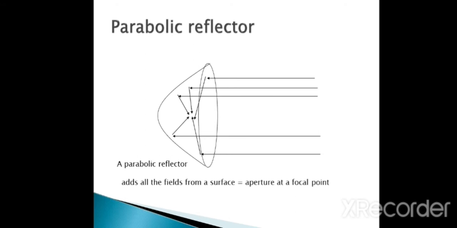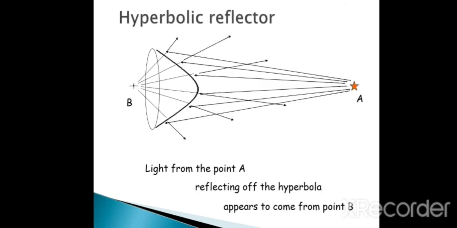So this is about the properties of the parabola generally. That is the principle of the parabola. Now the hyperbolic reflector next. This is the hyperbolic reflector. Just observe that light from point A, reflecting off the hyperbola, appears to come from point B, just like this. This is a concave configuration.